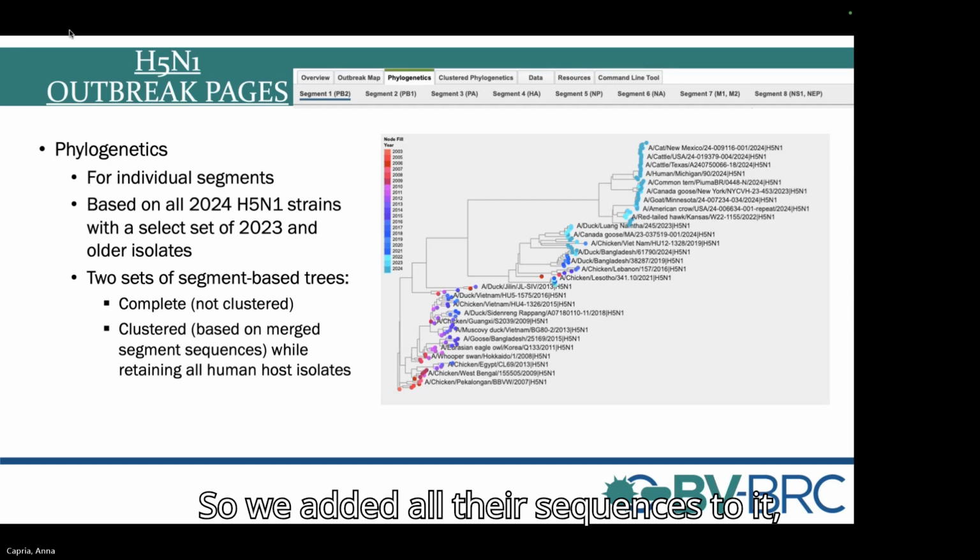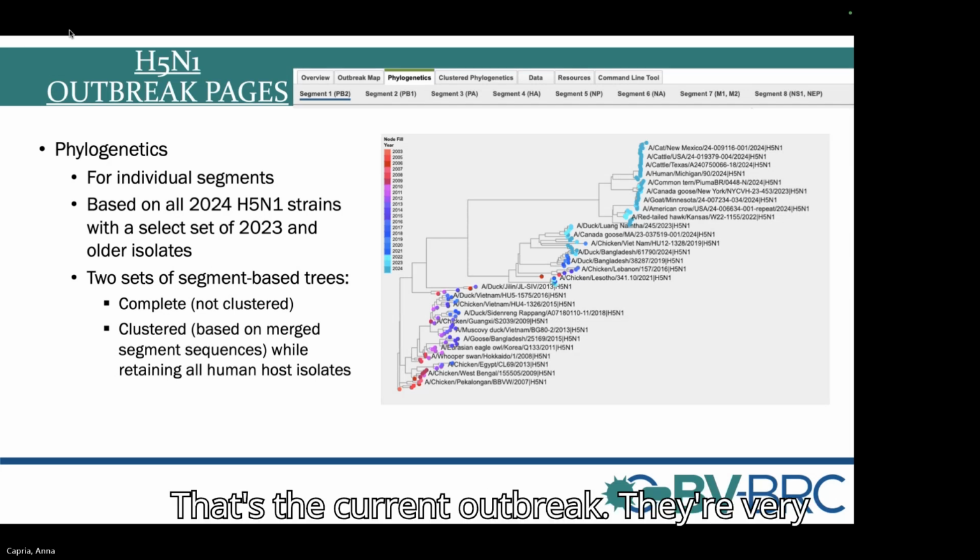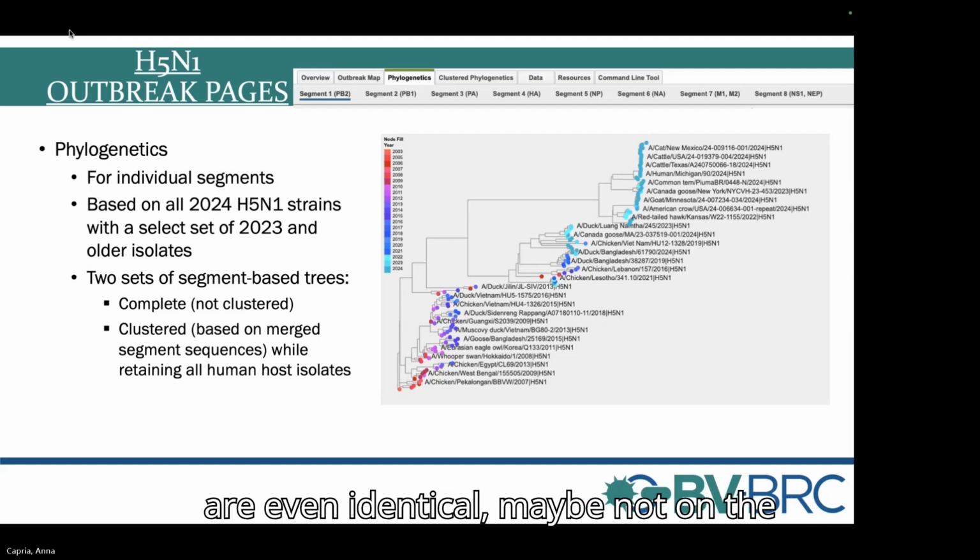So we added older sequences to it, which are mostly manually curated to give you an overview of certain older sequences, and also to root the current outbreak and to give you a sense of proportion, because as I said, the current outbreak isolates are very similar to each other, and some of them are even identical. Maybe not on the whole genome, but on the level of individual segments. And maybe now we could look at one of the unclustered ones.